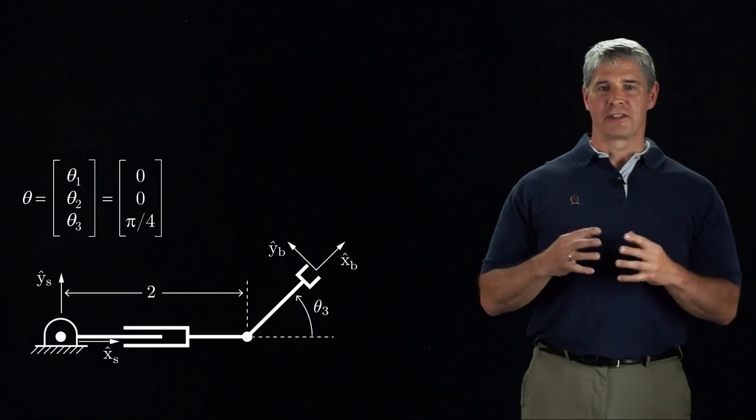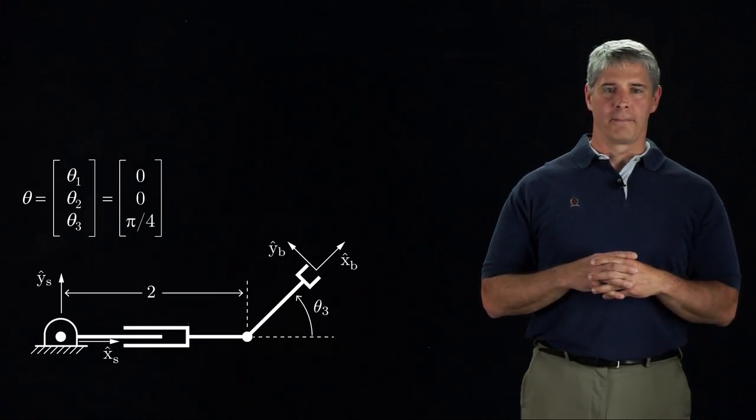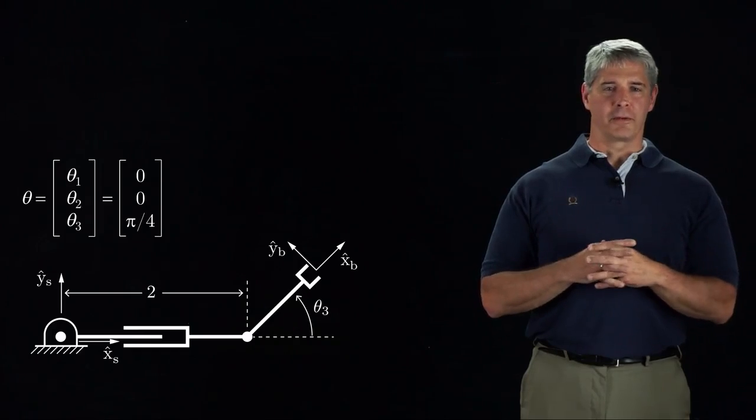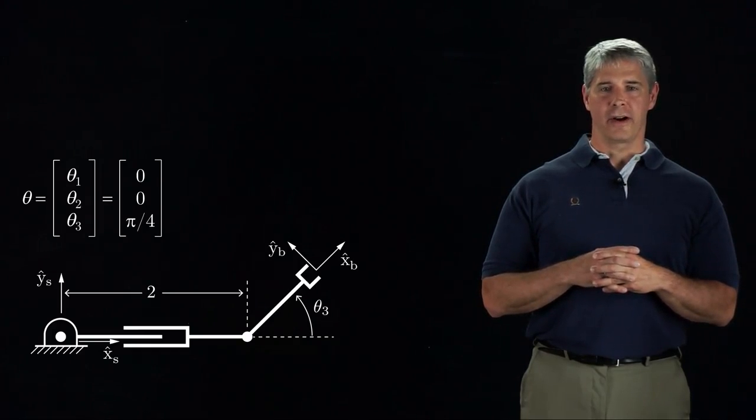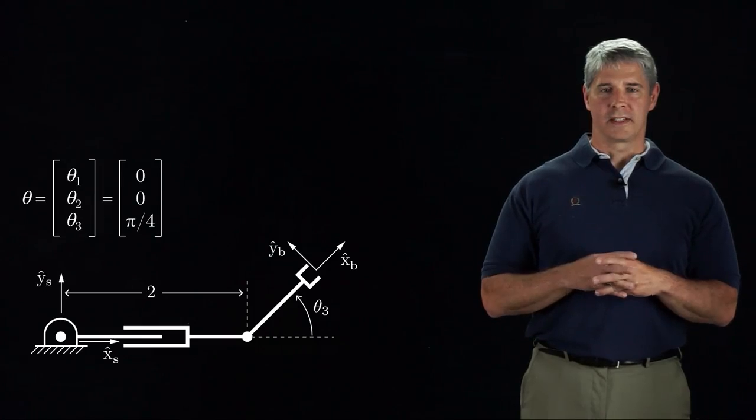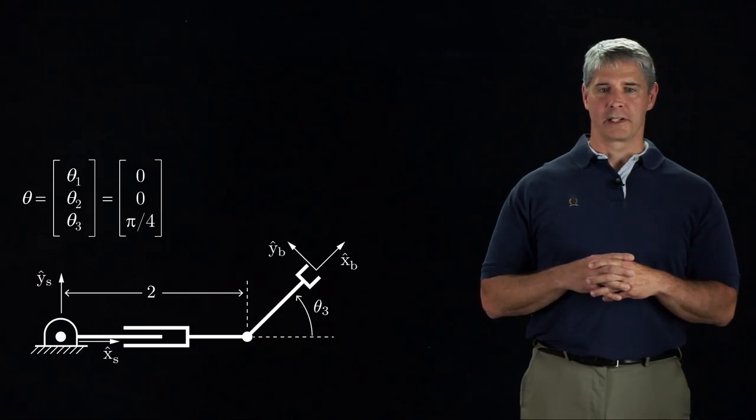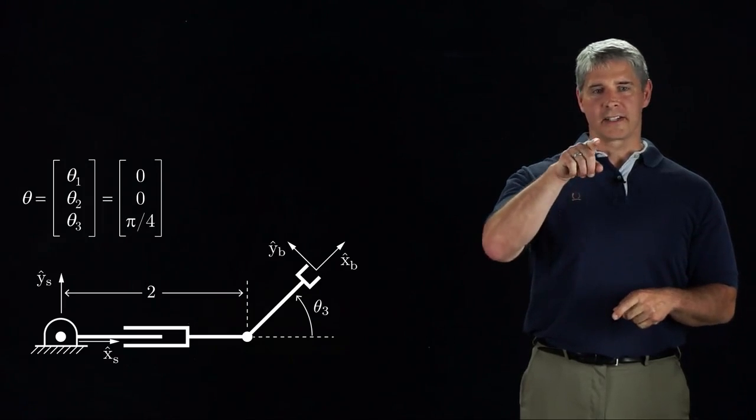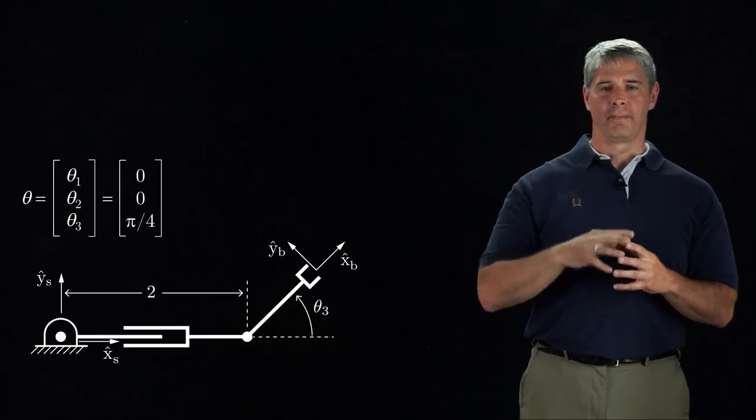The theta vector is now 0, 0, pi over 4. This motion of the B frame can be represented by a rotation about the screw axis of joint 3. Since it is a revolute joint with no translational motion, the screw axis has 0 pitch. Because positive rotation is in the direction indicated in the figure, by the right-hand rule, the screw axis is out of the screen, toward you.